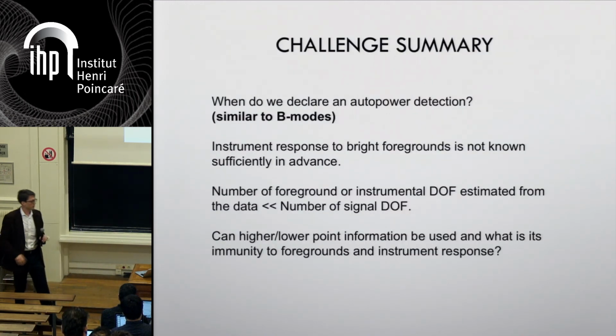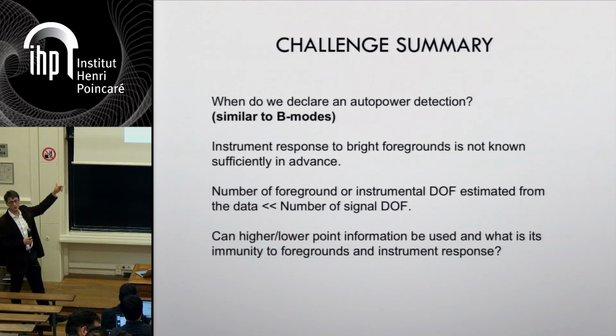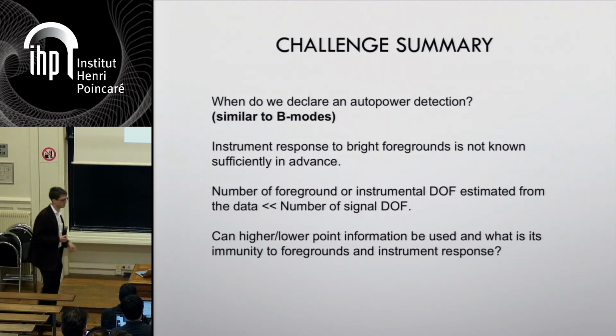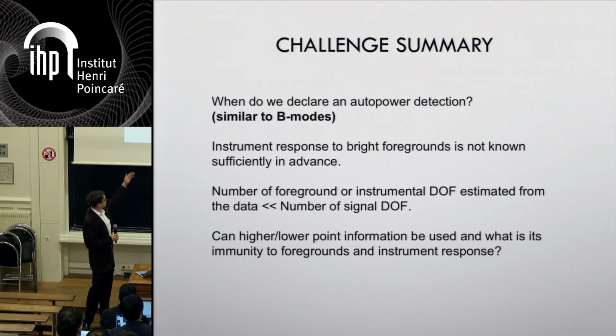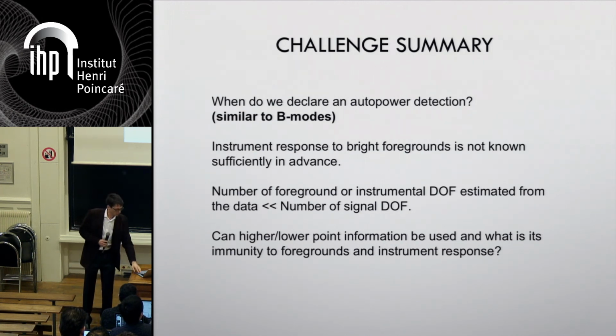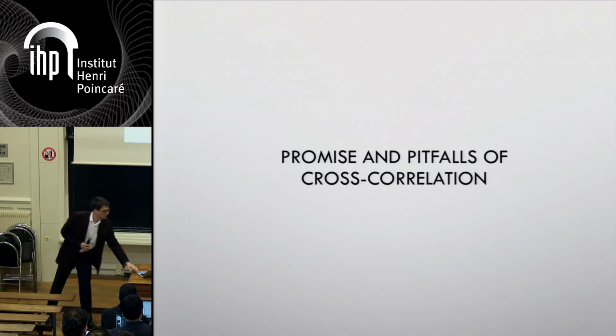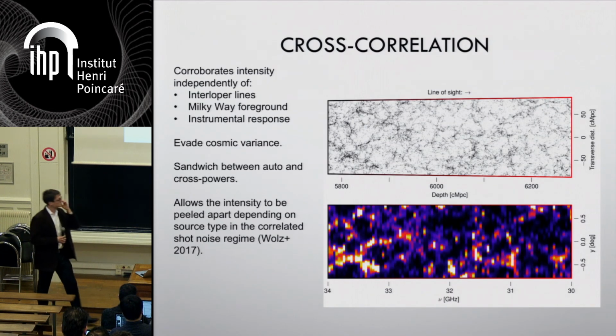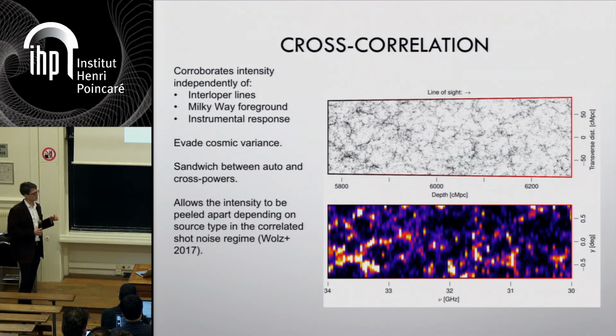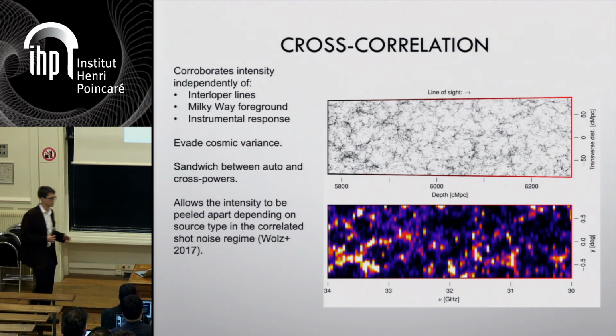So I think the main summary with this challenge is when we're willing to declare detection. And this is similar, I think, in many ways to B modes. So I've talked about the 2-point, but you may also look at higher point information and whether those can be made robust to residuals. So the gold standard for intensity mapping is corroboration through cross-correlation.